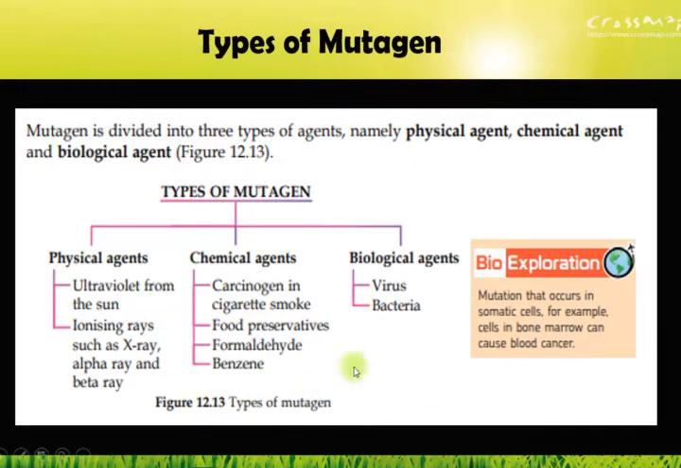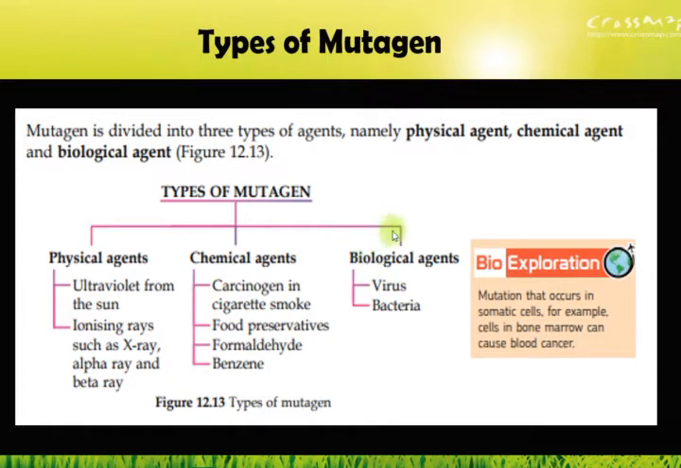Right. So then, food preservatives are also chemical agents that cause mutation. Formaldehyde, we can find it in Clorox, right, or any cleaning agent. And then benzene, right? Benzene also refers to a chemical substance. So all of these are chemical agents.